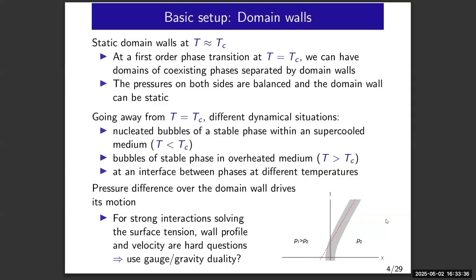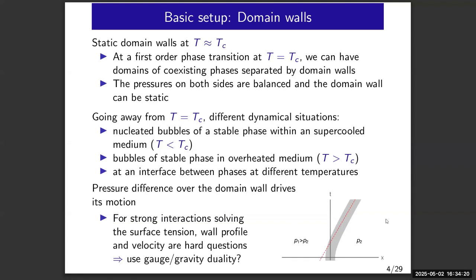But if you then go away from T equals Tc, you can have different dynamical situations. You can have nucleated bubbles of stable phase within a supercooled medium, or bubbles of stable phase in an overheated medium, or you can also have an interface between phases of different temperatures. Typically in these situations, the pressure difference over the domain wall drives the motion. So we will have some moving domain walls or expanding or shrinking bubbles. And if you have strong interactions, solving the surface tension, wall profile, and velocity are all hard questions. So maybe you can use gauge gravity duality.